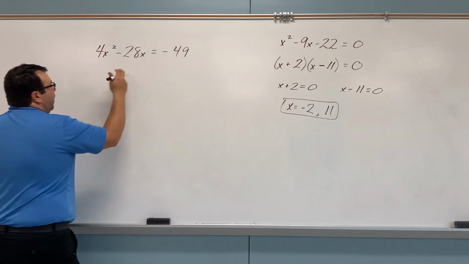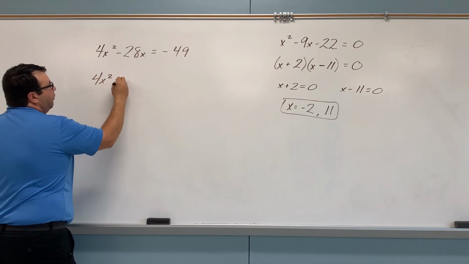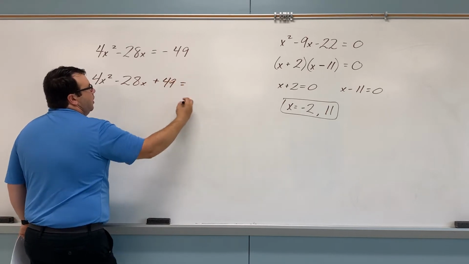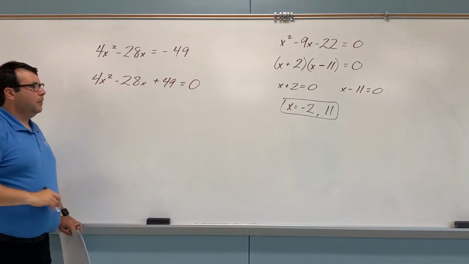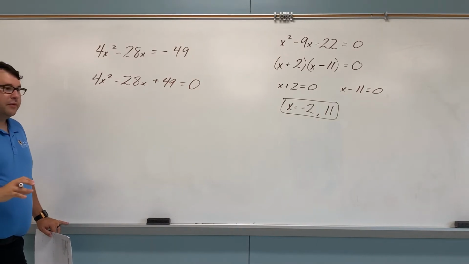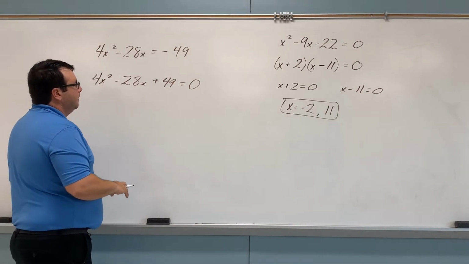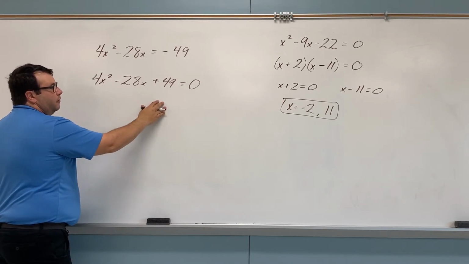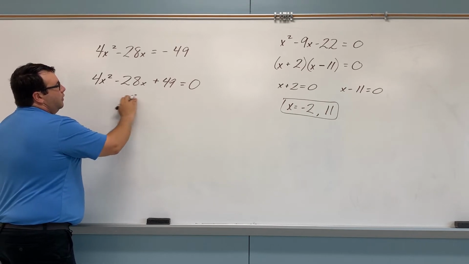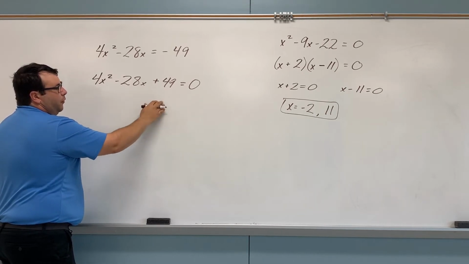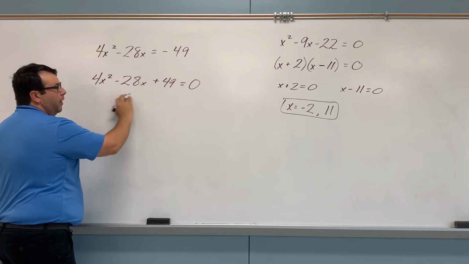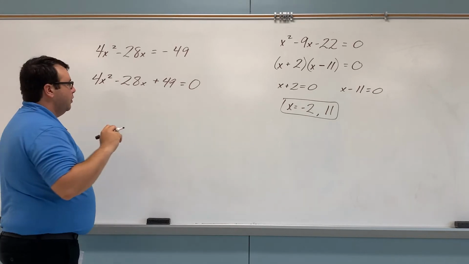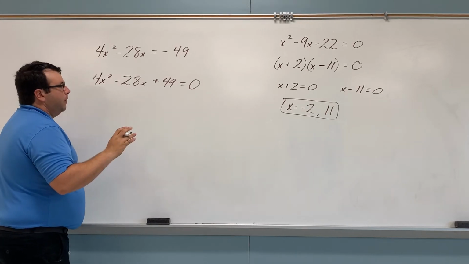So I'm going to move that 49 over. That gives me 4x squared minus 28x plus 49 is equal to 0. Again, don't drop that equals 0. That's a common mistake. At this point, see if you have a GCF. You don't? Okay. Do you have 2 terms, 3 terms, 4 terms? Well, you got a 3-term polynomial, so we're going to go ahead and factor this using box, guess and check, or your AC method. Any of those will be fine.